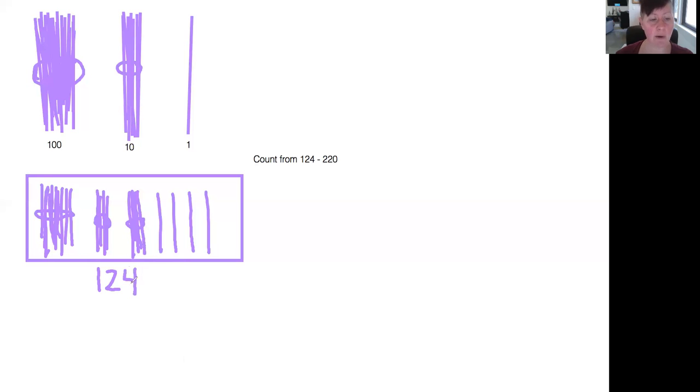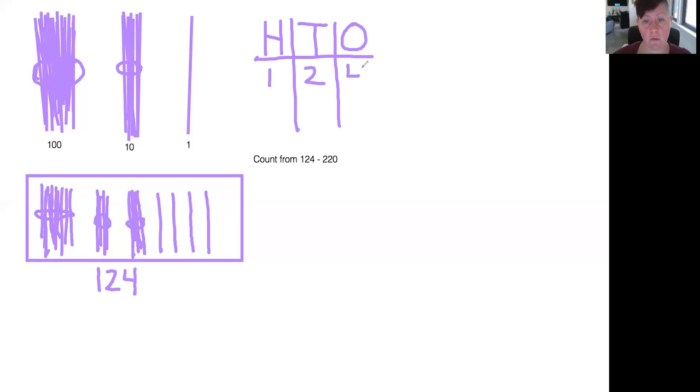Because we know that when we write numbers, we write them in order of hundreds, tens, and ones, also known as the place value chart. So we have 100, 2 10s, and 4 1s, okay? But we don't just want to stop there. Today's goal here is to count from 124 to 220 using 1s and 10s.